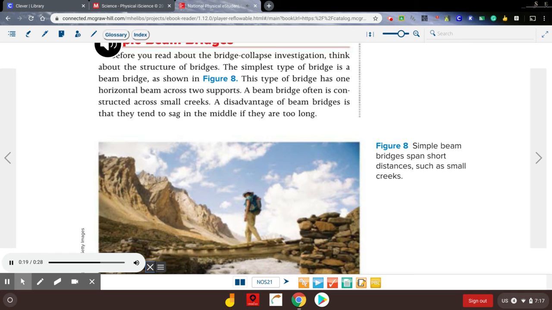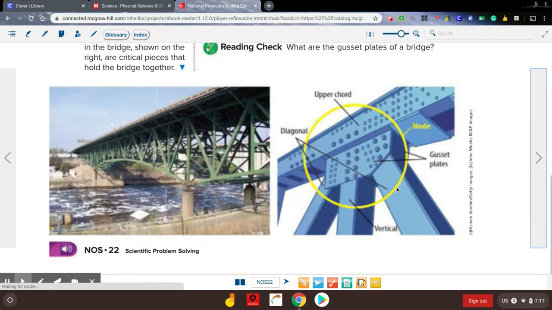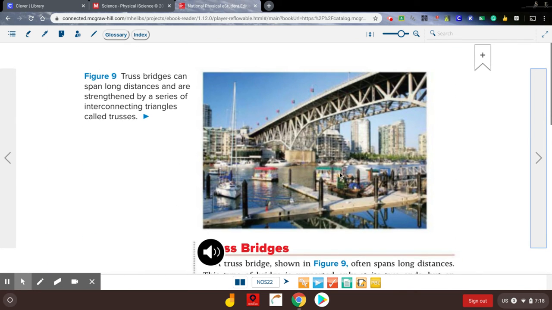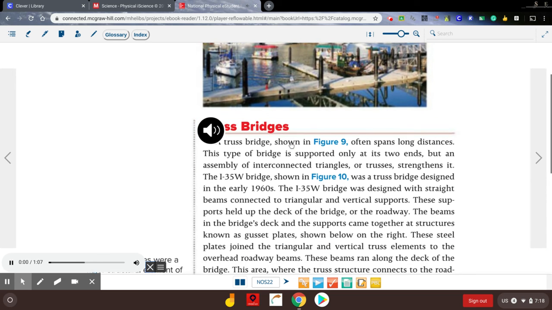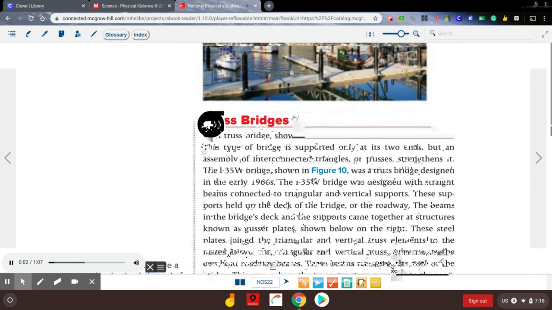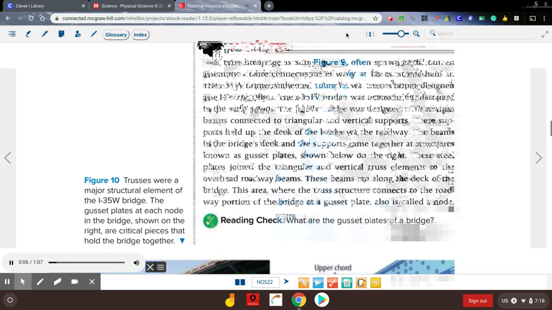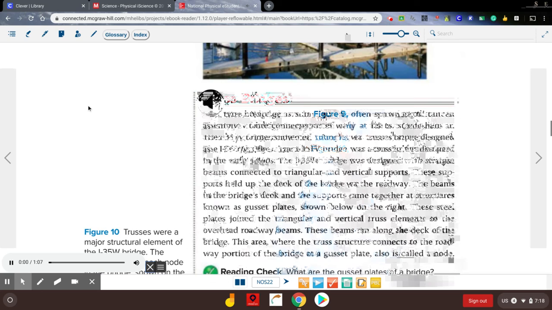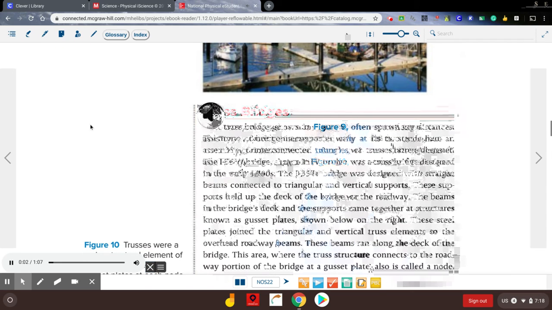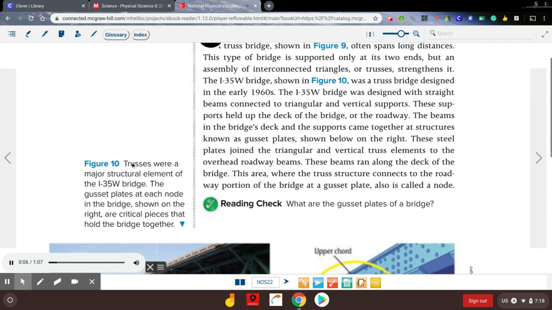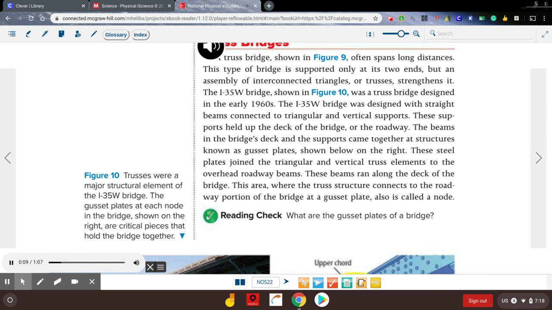Truss bridges. A truss bridge, shown in Figure 9, often spans long distances. This type of bridge is supported only at its ends, but an assembly of interconnected beams, or truss, strengthens it. The I-35 West Bridge, shown in Figure 10, was a truss bridge designed in the early 1960s. The I-35 West Bridge was designed with straight beams connected to triangular and vertical supports.